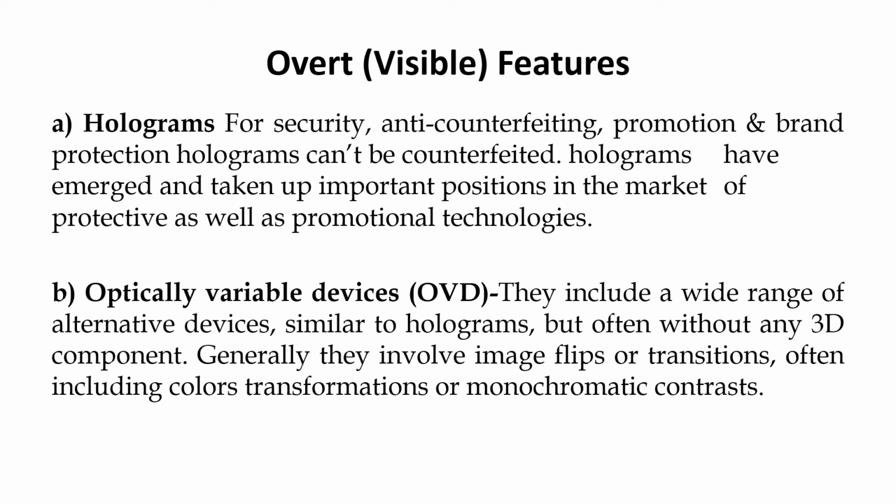Another slight variant of the hologram is the optically variable devices. They include a wide range of alternative devices similar to holograms, but often without any 3D component. Generally, they involve image flips or transitions, often including color transformations or monochromatic contrast. So what are these optically variable devices? They are very simple devices having 2 to 3 layers. The first layer is the transparent film. Second is the backing reflective layer. The transparent film carries the image, and this image is adhesively bound to the packaging part. The third layer is the adhesive bonding of these two layers to the packing part. So if they are tampered with, you can simply visualize it.